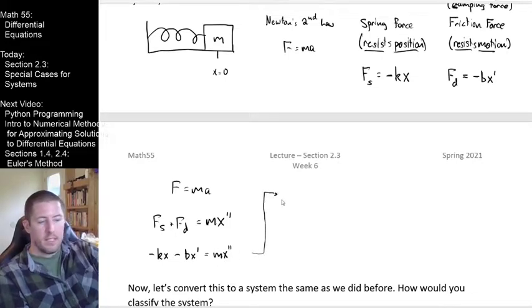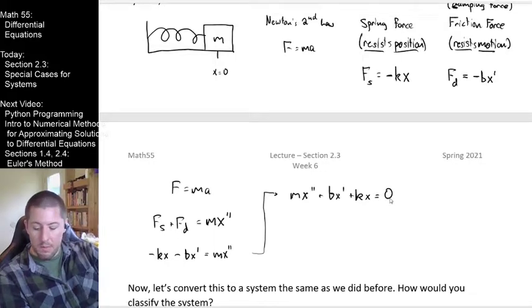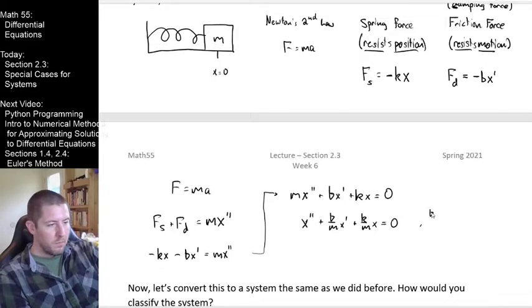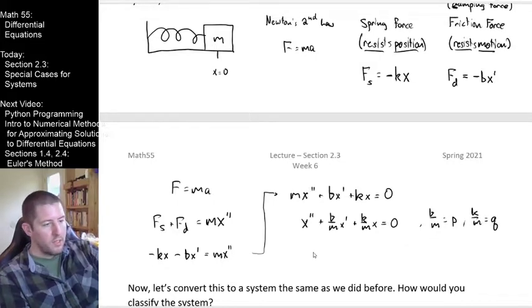Let's just go ahead and rewrite this into a little bit nicer of a format here. I'm just going to add these two negative terms over to the other side and get mx double prime plus bx prime plus kx equals 0. And it's pretty typical that we want to make some nicer coefficients for this. So this is me just screwing around with some constants here. Nothing fancy going on. I just want to write this in a little bit easier to manage format right here. We'll call those some new letters here.